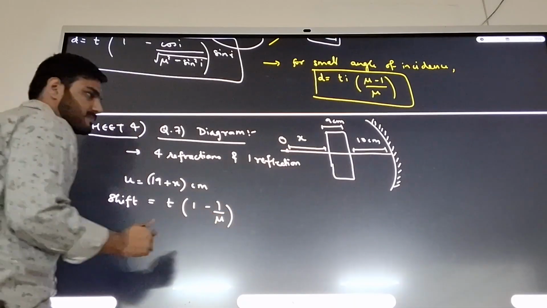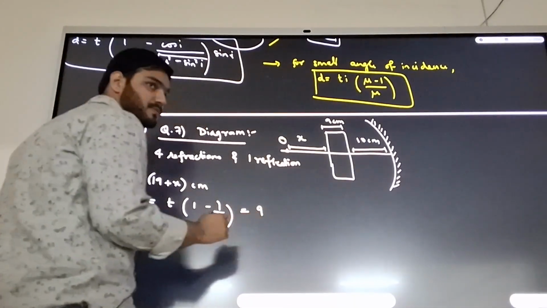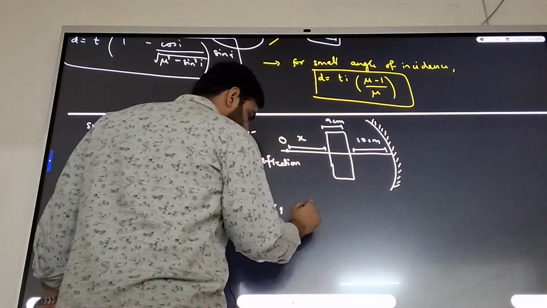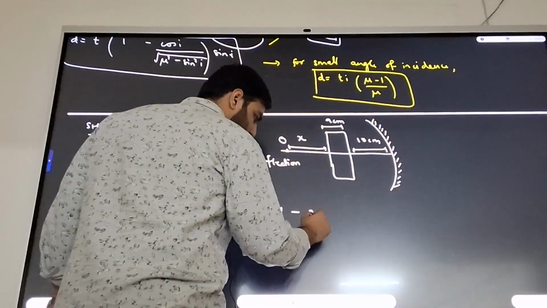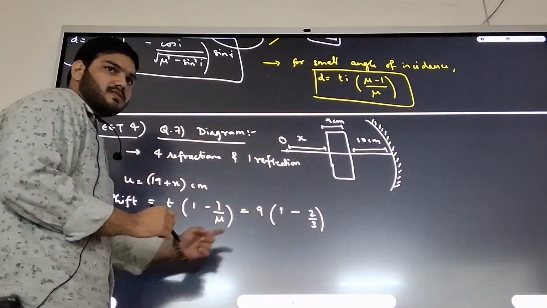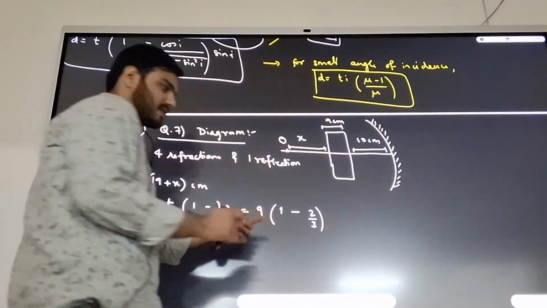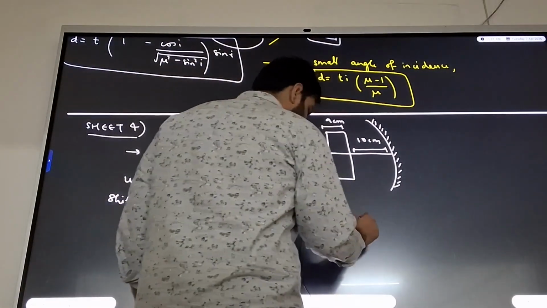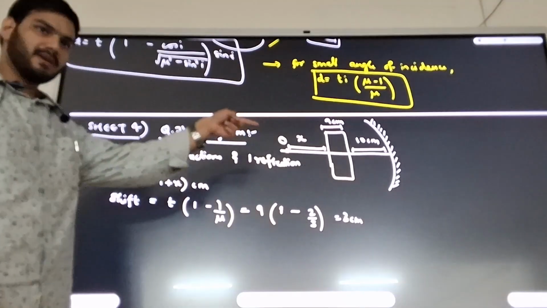Now what is T? 9. And what is mu? 1.5. So that's 3 by 2, so this will be 2 by 3. Yes? Will you get 3 out of all of this? 3 centimeter. 3 centimeter towards the slab, right?